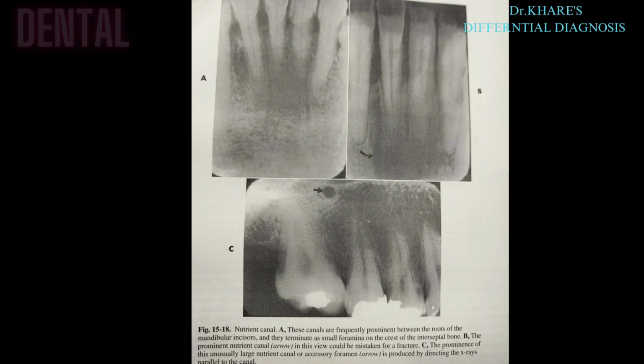Radiograph B: the prominent nutrient canal, which is shown by the arrow in this view, could be mistaken for a fracture. Radiograph C: the prominence of this unusually large nutrient canal or excessive foramen, which is shown by the arrow, is produced by directing the X-rays parallel to the canal.